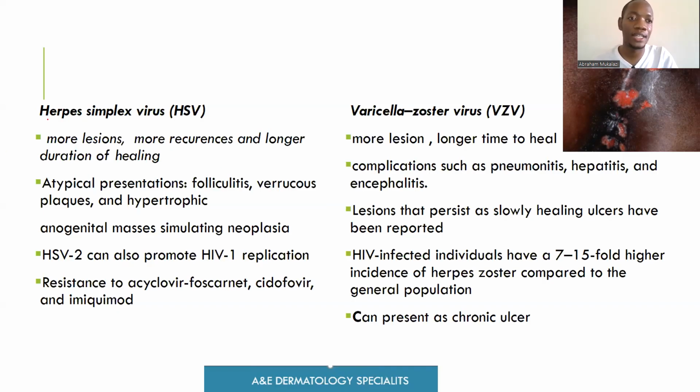To start with, if you get a clinical manifestation of herpes simplex virus in HIV, someone will have more lesions and more recurrences, more than 6 times in a year, and every time they have an episode, it stays longer than in a normal person. The typical presentations are present. On top of that, someone will also have atypical presentations. You can have herpes simplex causing folliculitis, verrucous plaques, and hypertrophic plaques, which is never the case in a normal person. Then they can also cause anogenital masses, which can look like neoplasms or even cancers.